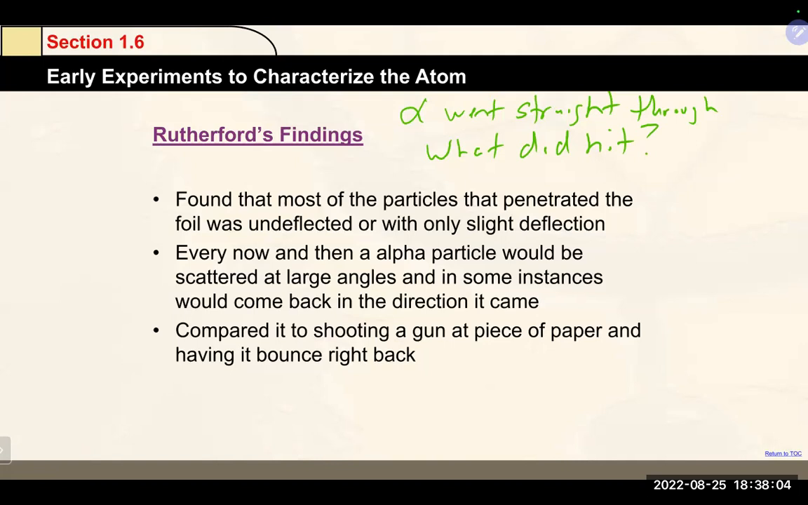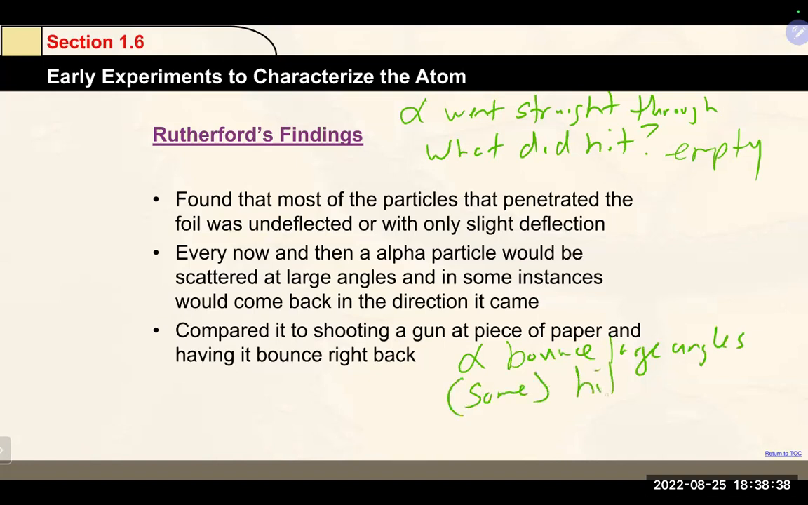That is a trick question. It didn't hit anything because it went straight through, right? It just headed straight through, and there was nothing in its way. That's basically why it went straight through: it hit nothing. So there had to be some empty space for it, right? Otherwise, if it hit something, it would have bounced off at large angles. But we did see some of these alpha particles bounce off at large angles. So some of these guys were able to do that.